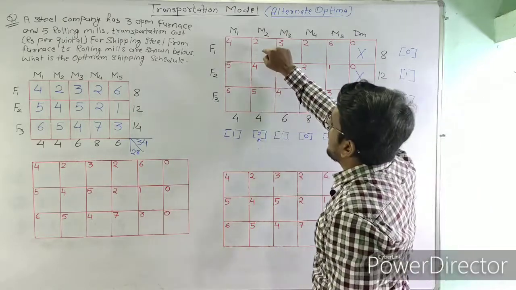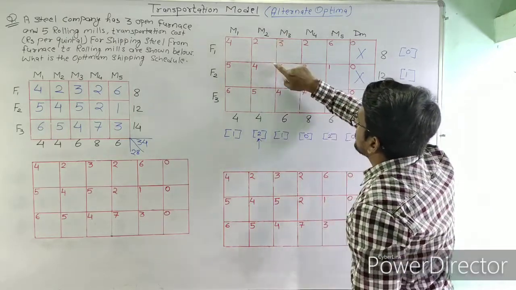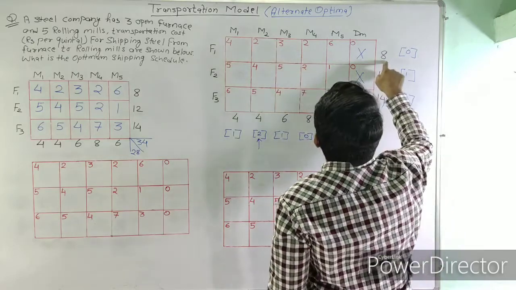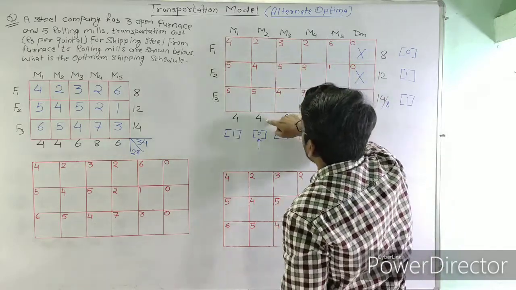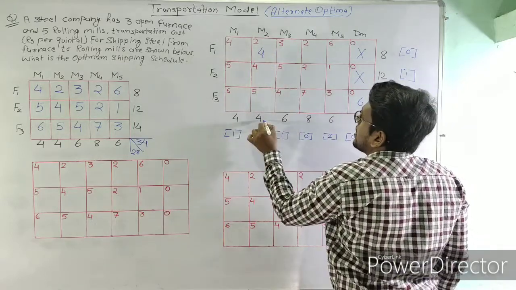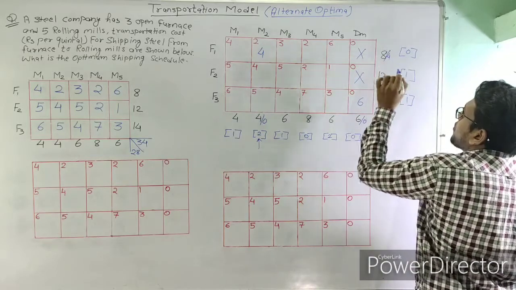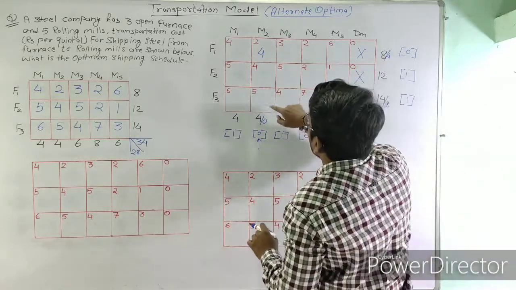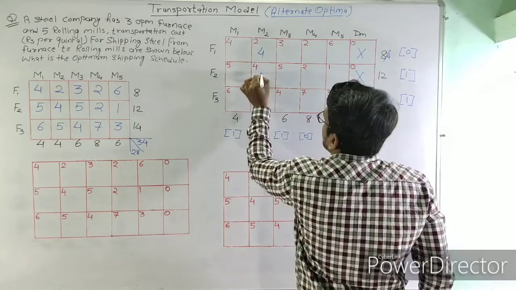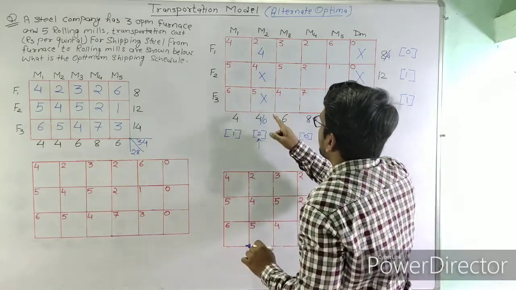That means we will try to allocate as much as possible in this particular cell. So we can see that here the supply is 8 and the demand is 4. That means out of 8, 4 can be fulfilled here. So this will become 0 and this become 4. Now once this has been fulfilled, that means no more allocation can be done in this particular column.